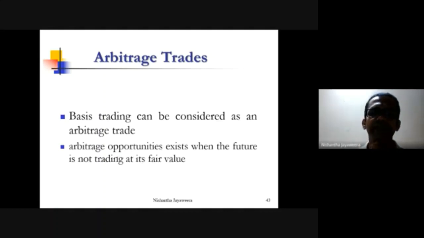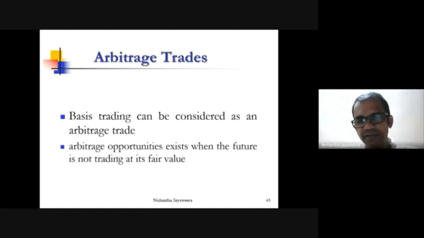So basis trading can be considered as an arbitrage trade. What does basis trading mean? The basis is the difference between the cash price and the futures price. You trade that difference. So if now the difference is 5, you buy it. When it goes to 6, you sell it, something like that. I'm not going to discuss basis trading, but ultimately what would happen in arbitrage trading is you trade this basis, the difference.